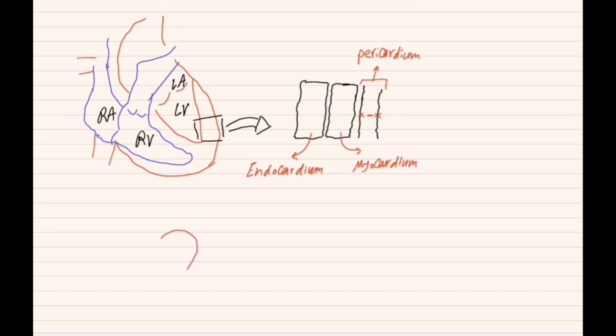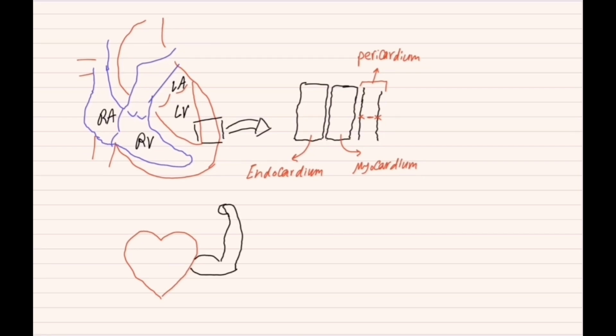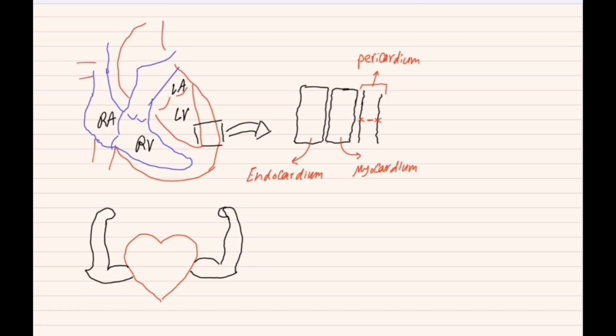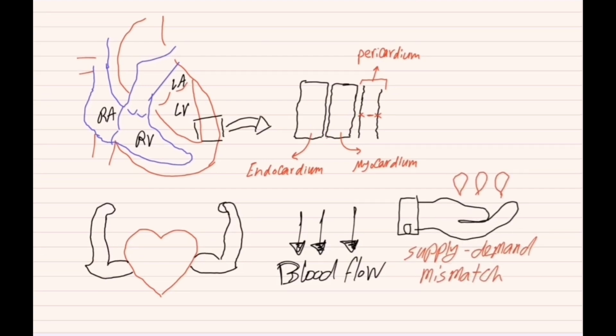The heart muscle is like any other muscle of the body. It needs blood supply to provide oxygen and nutrients, especially during stress or exercise. The more the heart pumps, the more blood needed. The heart muscle gets its blood supply from the coronary arteries. So anything that would reduce the blood flow of the coronary arteries, most commonly atherosclerosis, will ultimately affect the heart muscle and cause supply-demand mismatch.